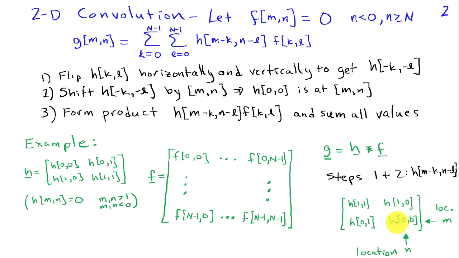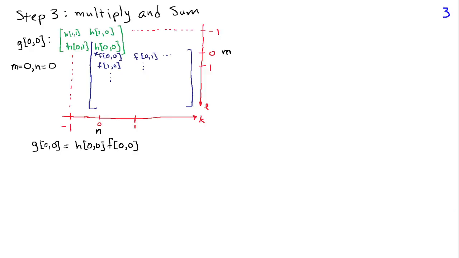That's a consequence of flipping my original matrix. I'm going to flip the rows, and then I'm going to flip the columns, and that gives me this one here. Now then, in step 2, I'm going to shift this matrix so that whatever was at 0, 0 in the original now locates at m comma n. Okay, so the location of this term in the matrix is at row m and column n. So for the third step, we're going to multiply the two images, the flipped and shifted h and then our original image f, and add up the values. So to do that, we're going to consider some specific cases.